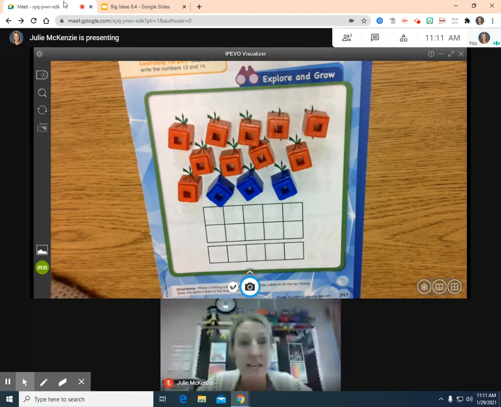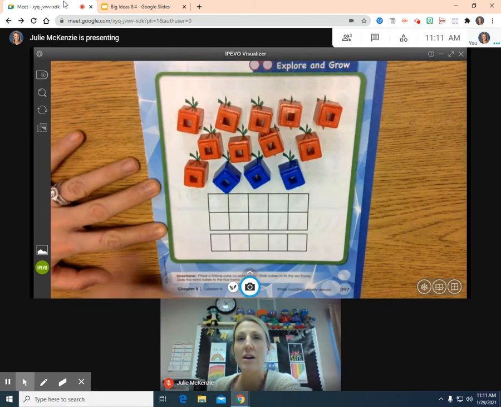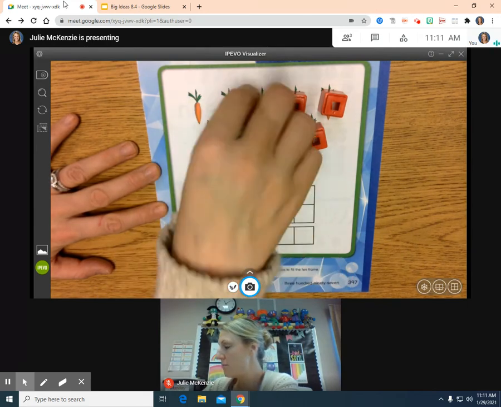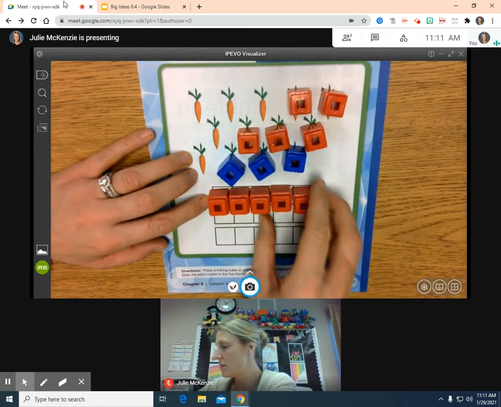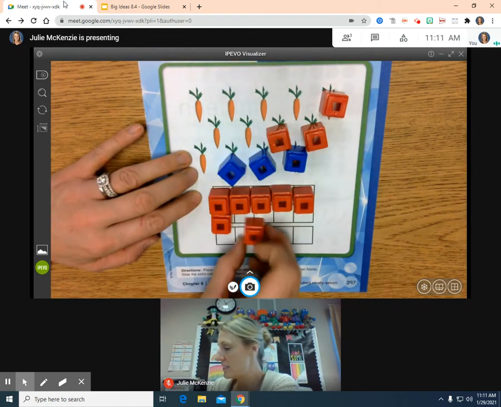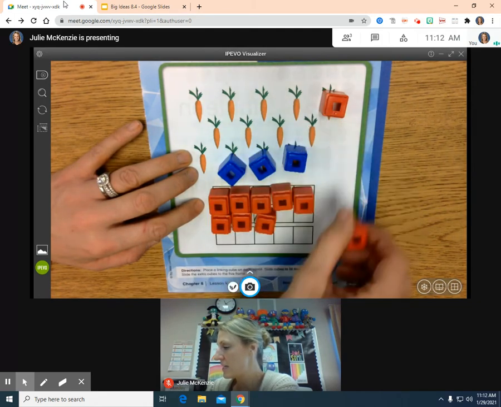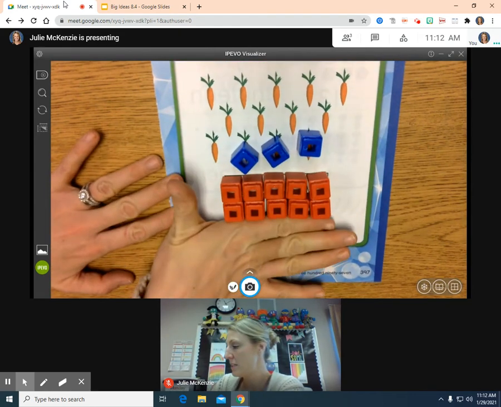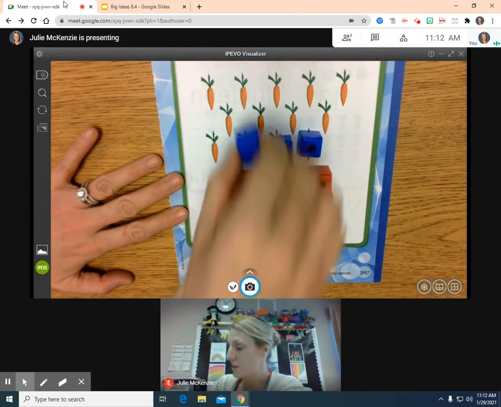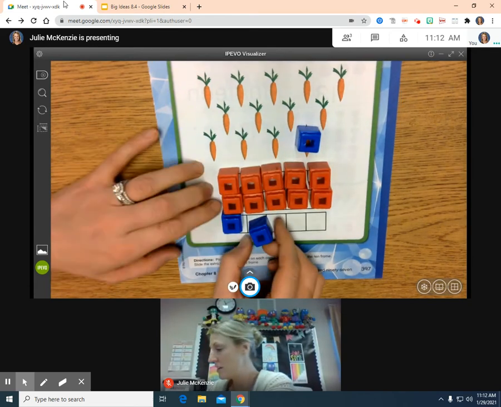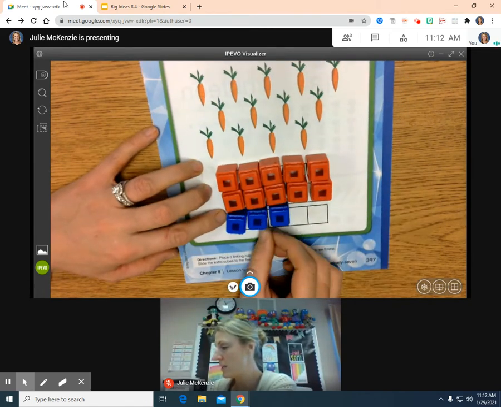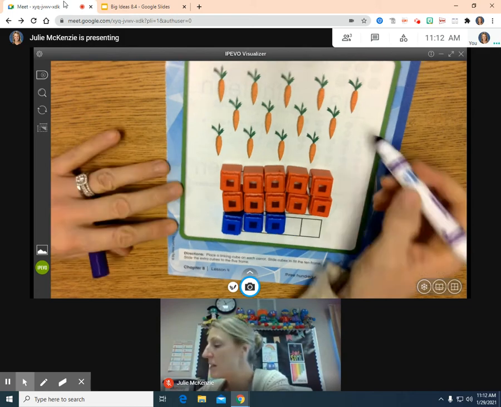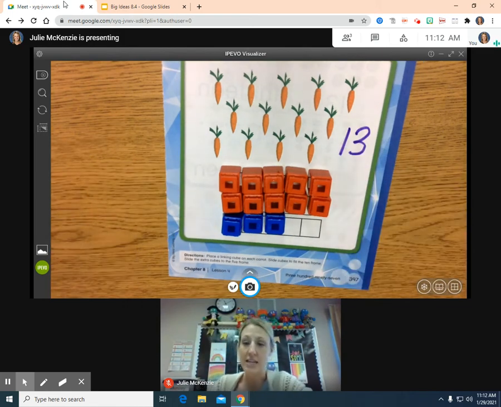I have 13 carrots. If I move those down here to my 10 frame, see what it would look like. I'm going to move all the red ones first. So there's 5, 6, 7, 8, 9, 10. Look, my 10 frame is full of red cubes. 10. And now I'm going to go 11, 12, 13. I have a group of 10 and 3 extra, and it's 13. And 13 looks like this, a 10 and 3 more.